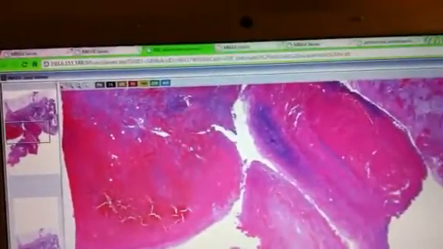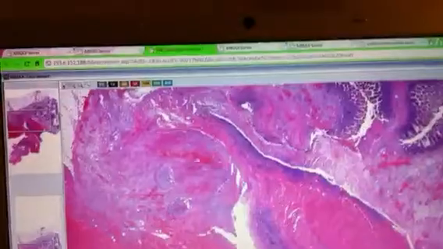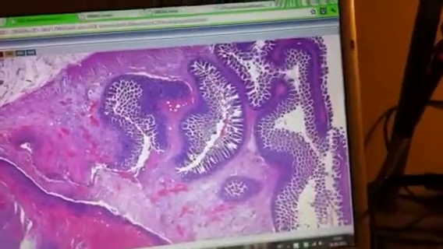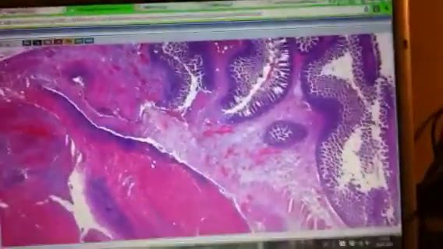See some hemorrhage here. And this is the normal mucosa on the other side, you see. So probably there was some arterial occlusion and this area died because it was supplied by the artery.